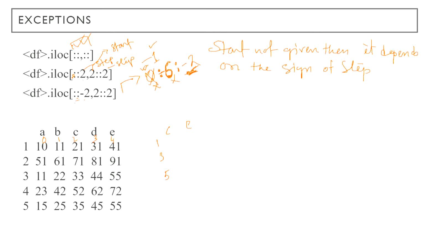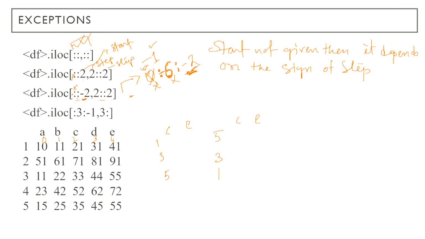Now here you see for this one, what will be the output? It will be 5, it will be 3, it will be 1. Okay, and here you see 2 colon colon 2. I have kept it same. So C and E. I hope it is clear. Here start value is missing, stop value is also missing. We should not bother about the stop value because the position of start does not depend on stop. It depends on step.